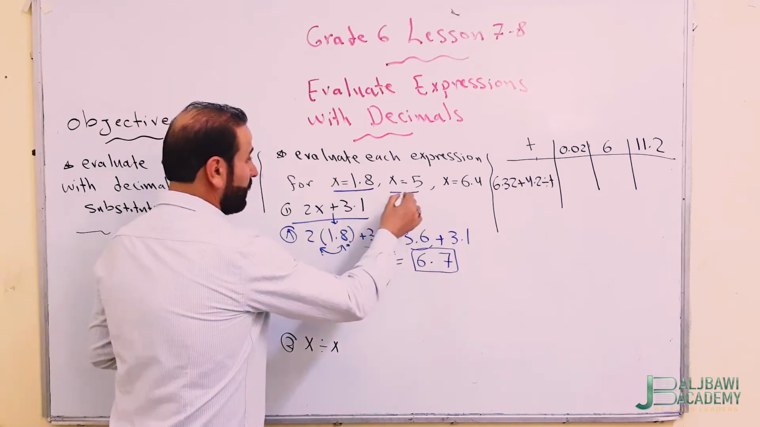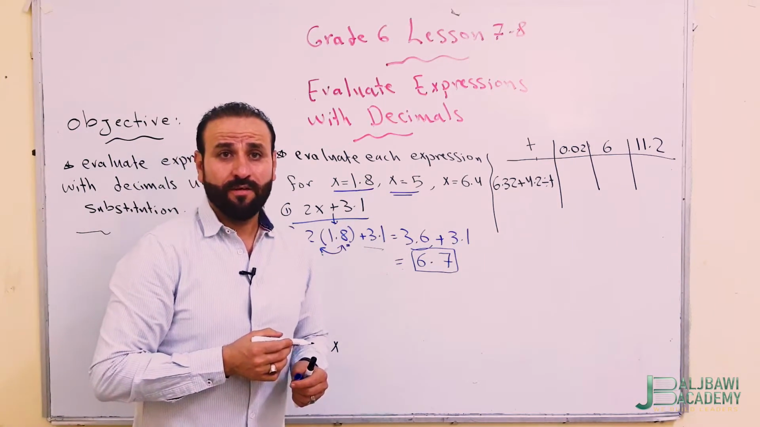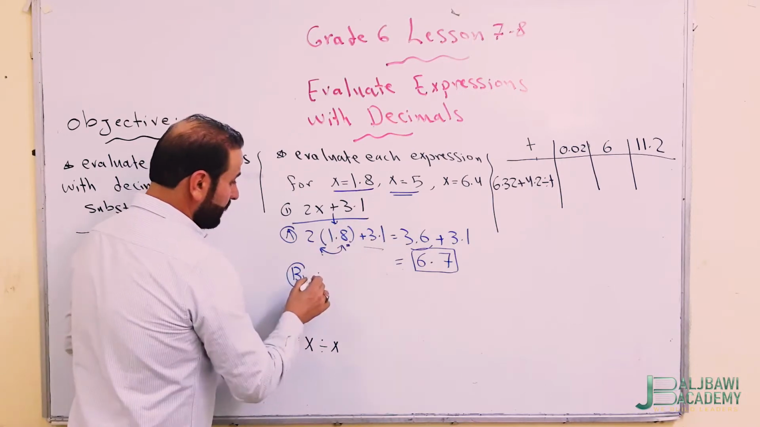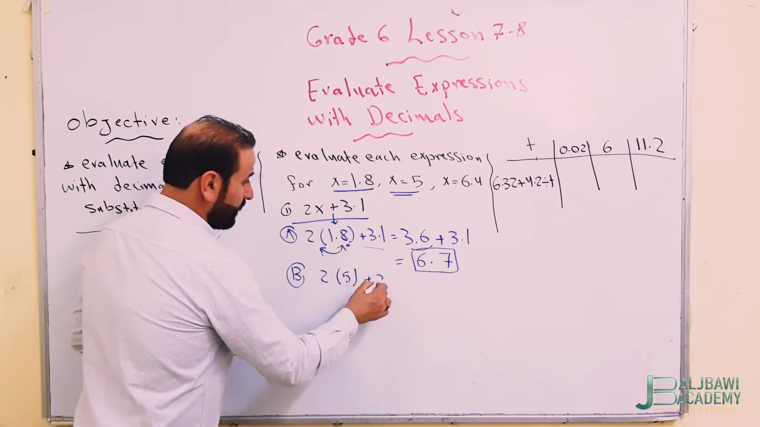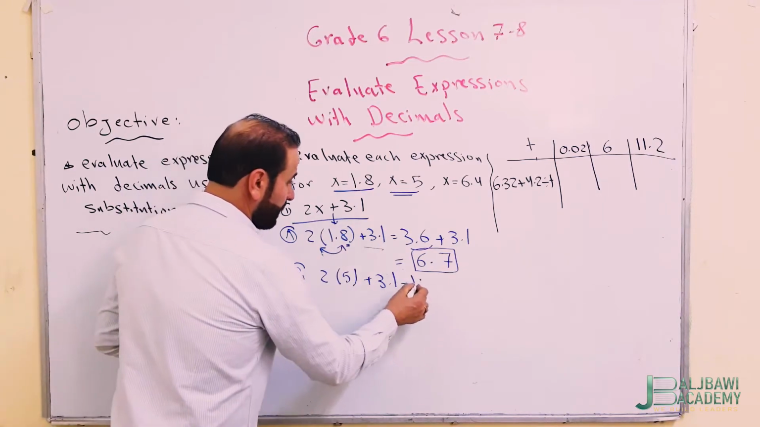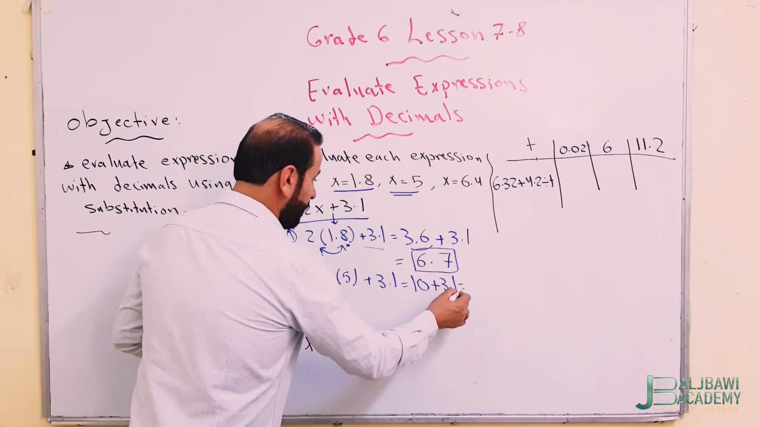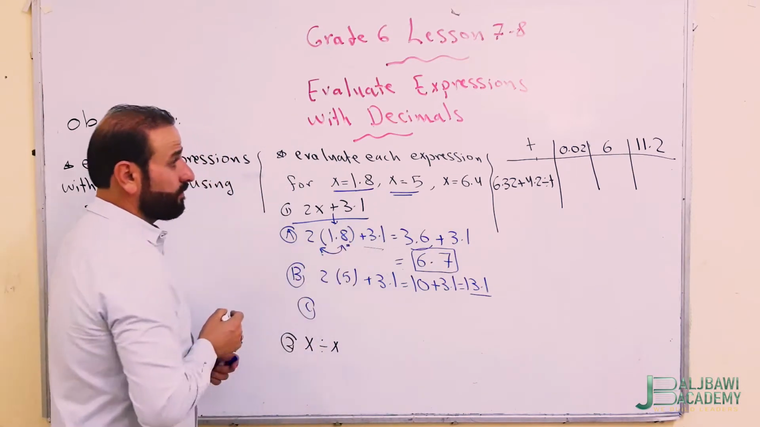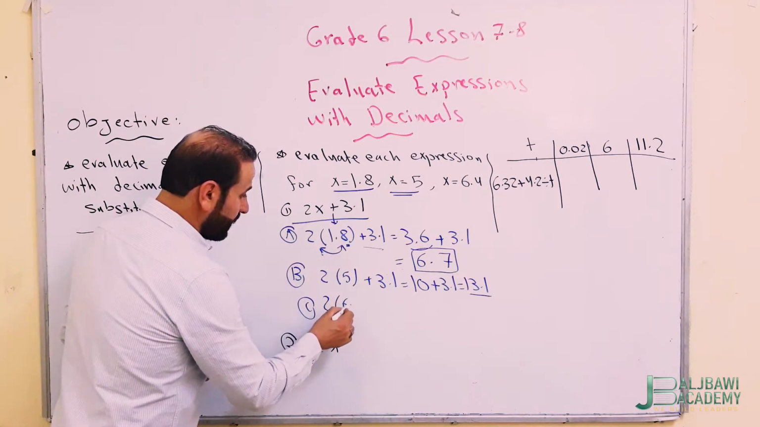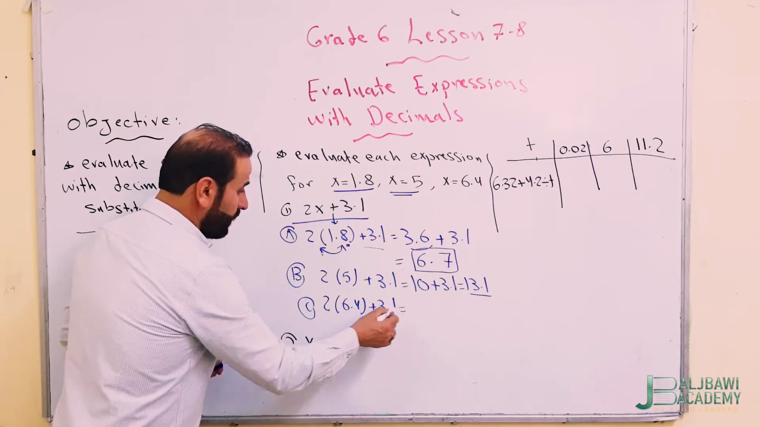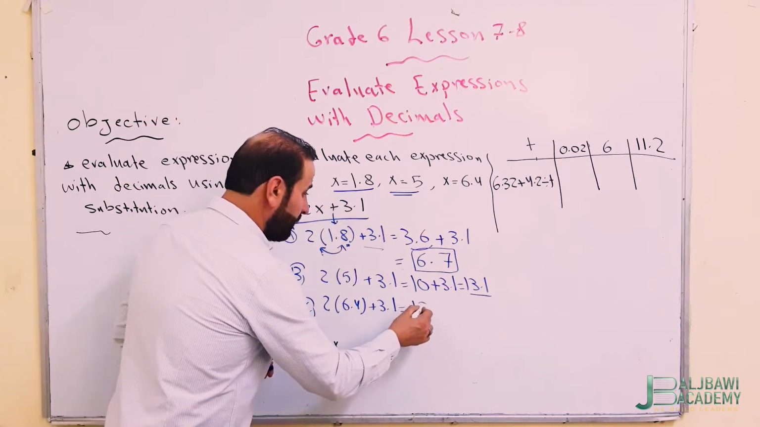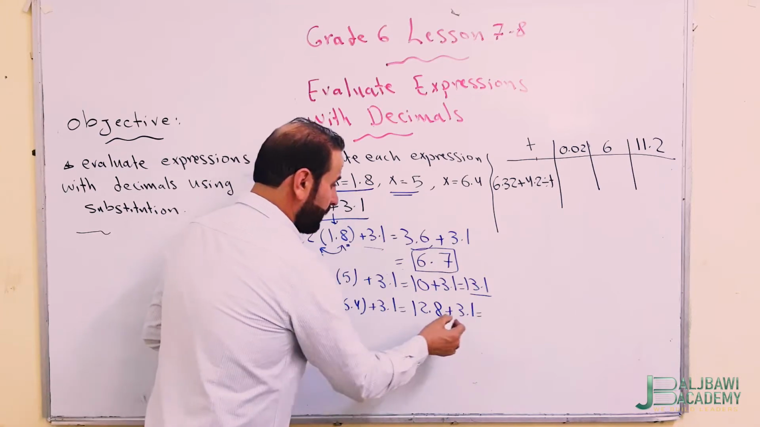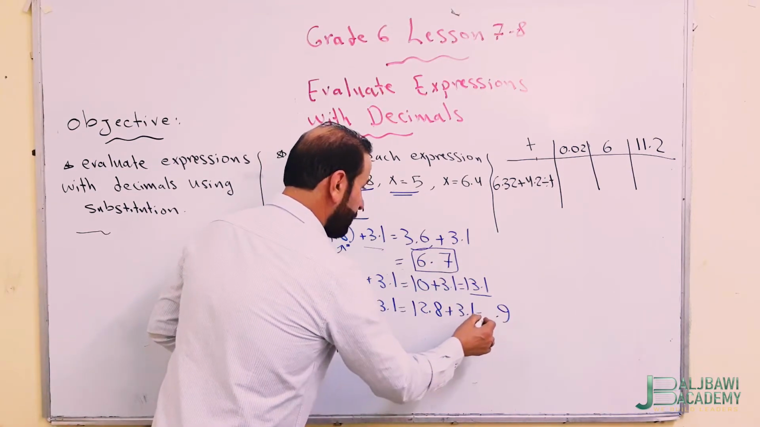Now I will evaluate the expression for x equals 5. Now B, so multiply x by 2: 2 multiplied by 5 plus 3.1. 2 multiplied by 5 equals 10. 10 plus 3.1 equals 13.1. Now C, we replace x by 6.4. So 2 multiplied by 6.4 plus 3.1. 2 multiplied by 6.4 equals 12.8, plus 3.1 equals 15.9.